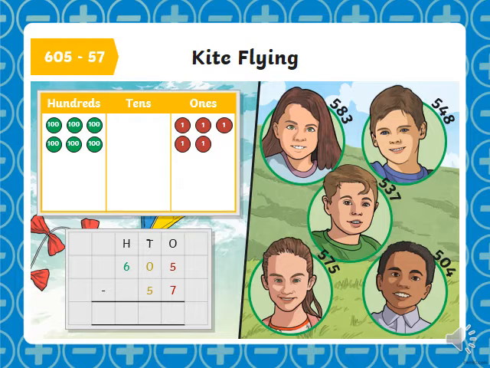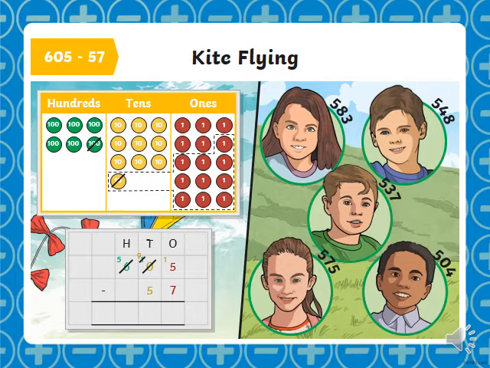We need to knock next door. This is a tricky one now. There are no tens for us to knock next door to. So what we then need to do is knock to our hundreds. And the hundreds will exchange 100 for 10 tens. Okay, to start off with. So we've now got 5 hundreds and 10 tens. We can now knock next door again because there's now 10 tens. Okay, and exchange for 10 ones. So we're going to do that.